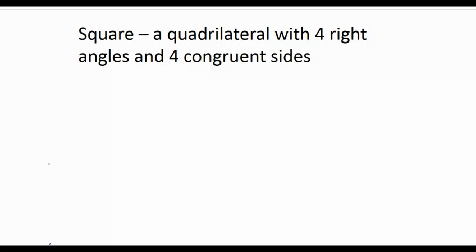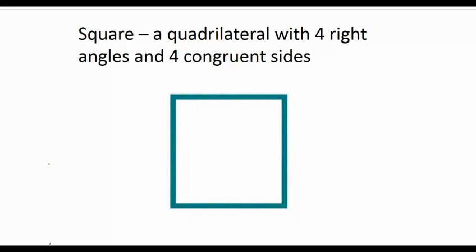So what's the difference between a square and a rectangle? A square also has 4 right angles, but it has 4 congruent sides, 4 equal sides as well. So there is a square. The difference is it's got 4 right angles, like a rectangle, but it also has 4 equal sides.